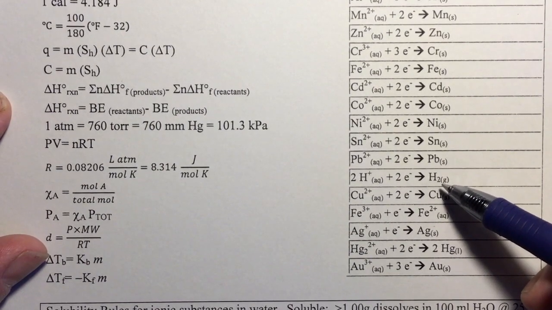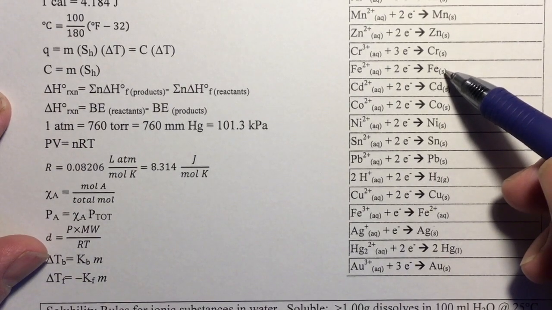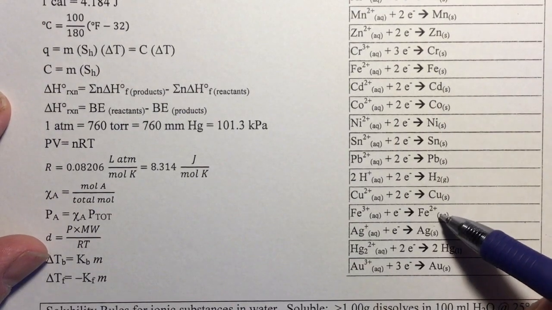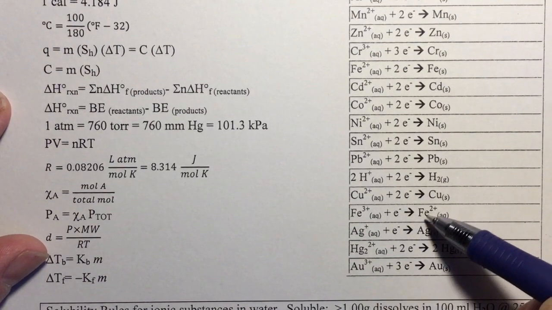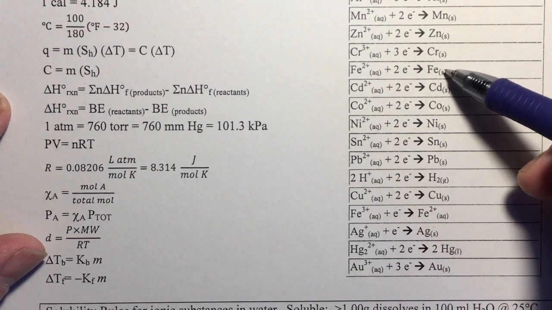I want to emphasize the fact that we're looking for the neutral species because iron appears up here as a neutral species, and it appears down here as the ion. So we are not interested in iron here. This is where the neutral iron sits on the activity series.